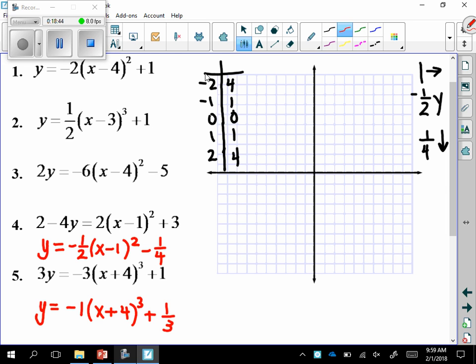So -2, 4. Move it 1 to the right. Take the y coordinate, which is currently 4, multiply by -1/2. So 4 times -1/2 would be -2. And then we're going to move it 1/4 of a unit down, so just barely a little bit down.